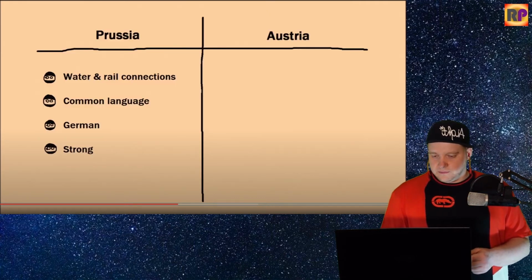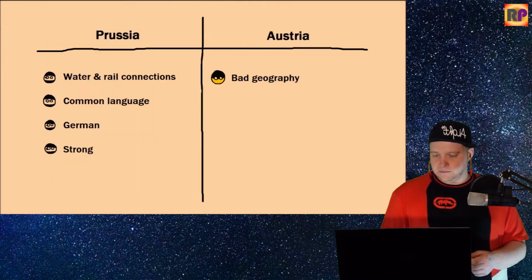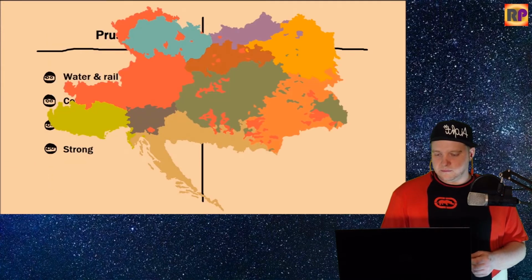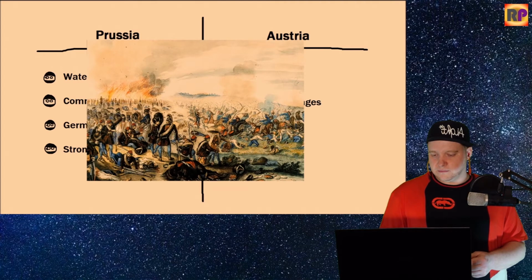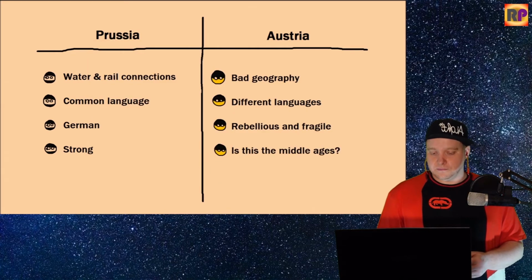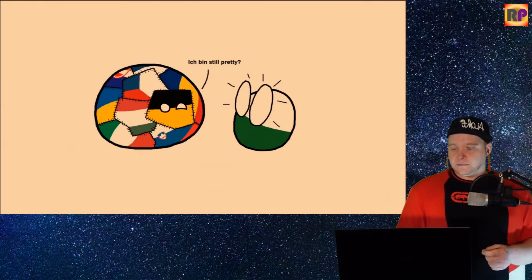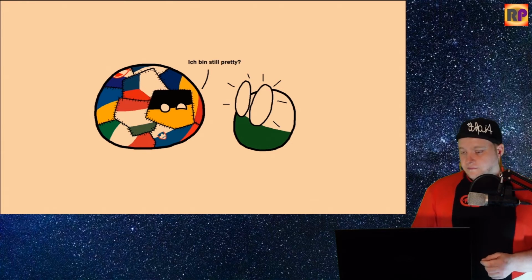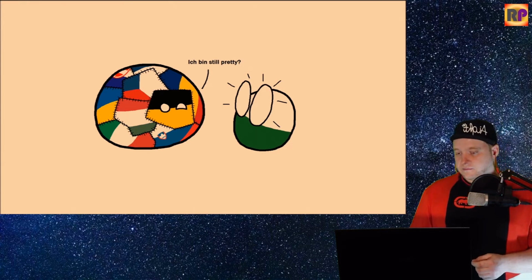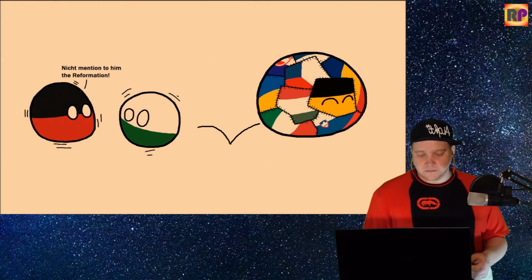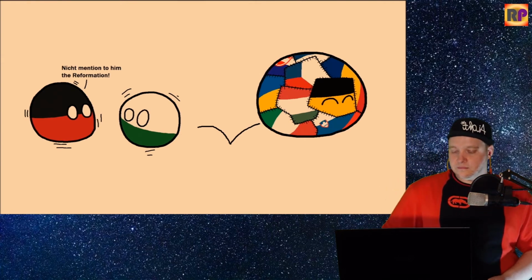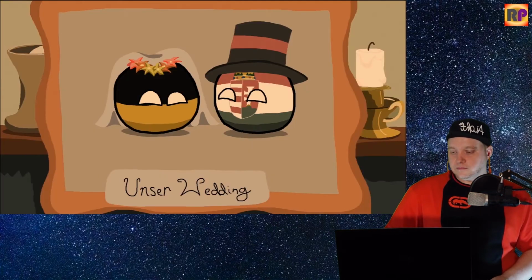Austria, however, was on the other side of the mountains, had 100 billion different languages across its territory, was rebellious and fragile from top to bottom, and was a country out of time. In fact, Austria was lucky to still exist as a multinational country after the Congress of Vienna. Most other new and reformed countries had abandoned the because God says so form of government and graduated to the nation-state self-determinism model, but not Austria.